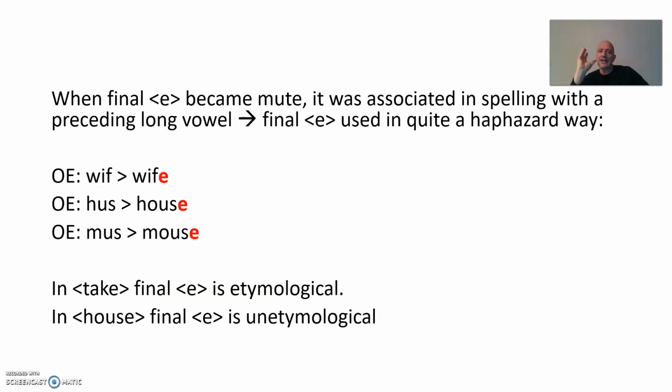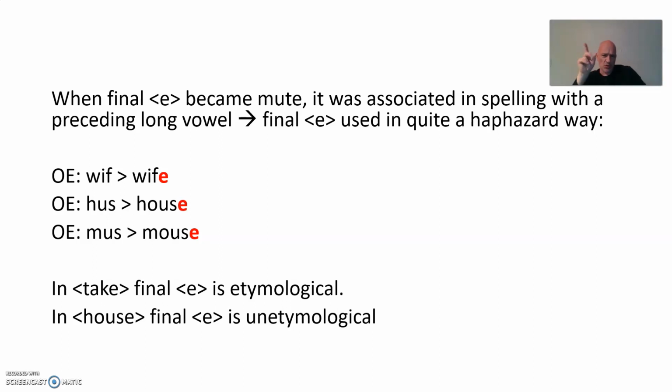And when final E became mute, it was associated in spelling with the preceding long vowel, okay? And final E was used in quite a haphazard way. And look at that: Old English wif, short, and today wife, with an E. The E was never there. It was never wife or anything like that, no. It wasn't pronounced ever. It's unetymological, and it's used as a symbol of vowel length, since we have a diphthong, wife.